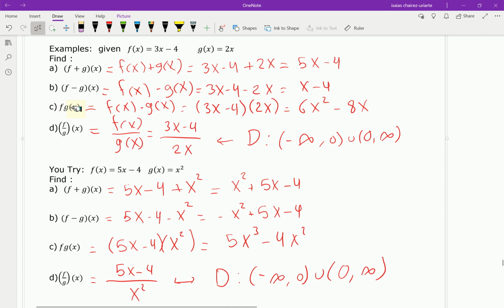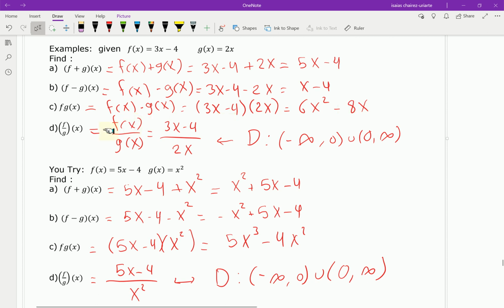F times g of x. Well, that's f of x times g of x. And it's 3x minus 4 times 2x. And if you multiply that out, that should give us 6x squared minus 8x.